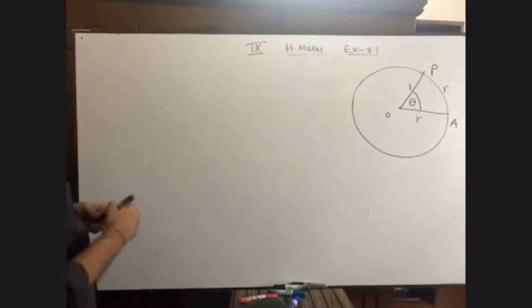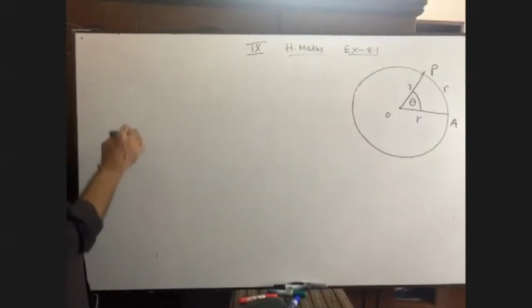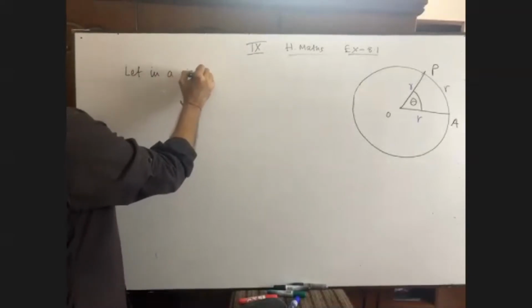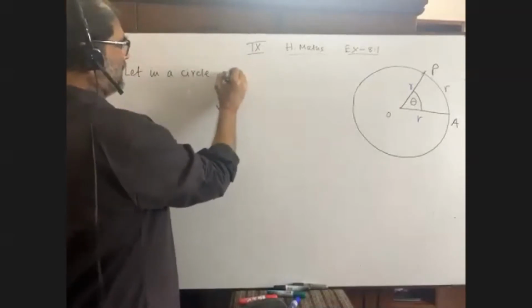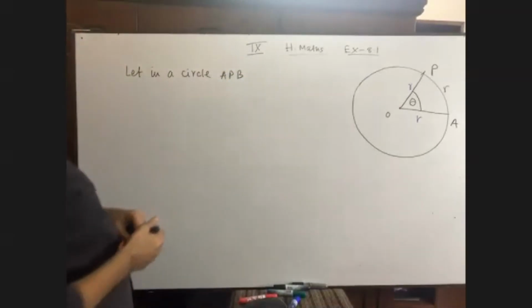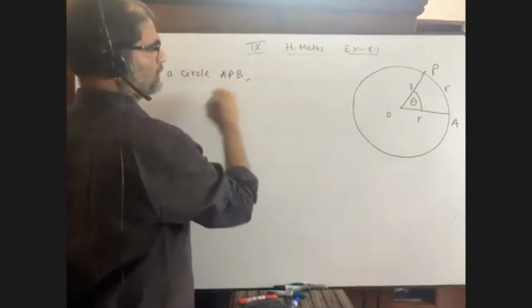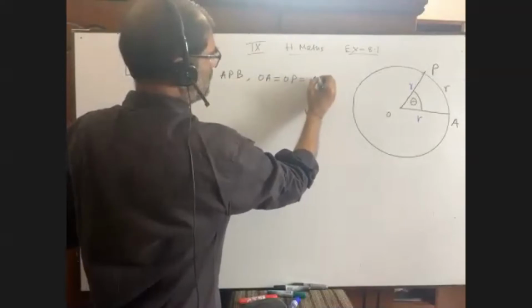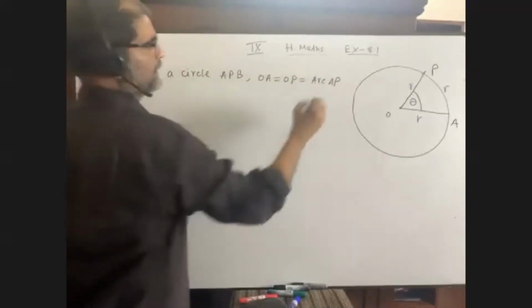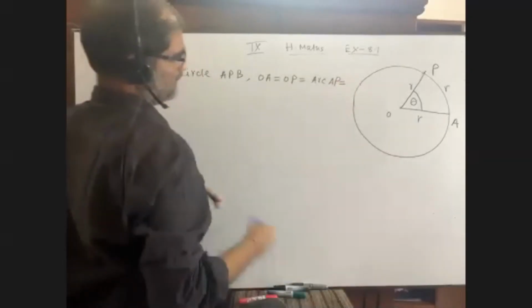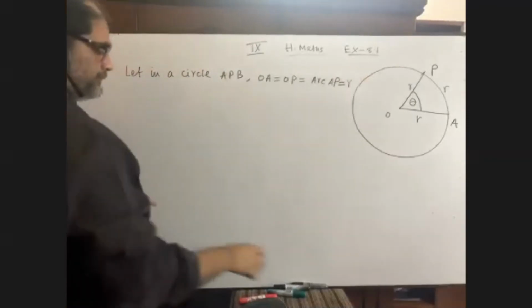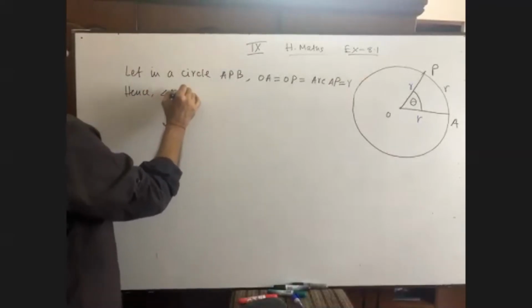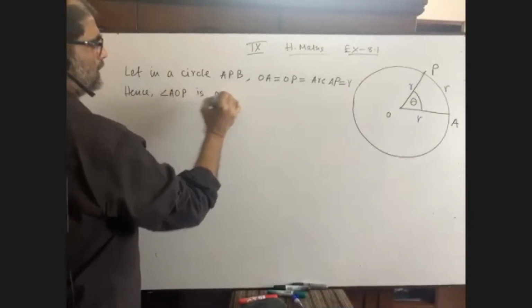Write down. Let in a circle APB, I am giving B afterwards, OA equals to OP equals to arc AP equals to R. Hence, angle AOP is 1 radian.